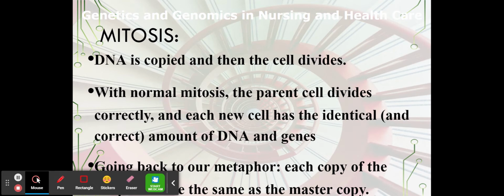In most cells, we have the process of mitosis, and that is when DNA is copied and the cell divides. I am not going to have the whole cell cycle here for you. It's not needed. With normal mitosis, the basic thing that you have to come away with is that the parent cell divides correctly. Each cell has the same amount of DNA and genes in the same sequence, identical and correct to the parent cell. So each copy of the script looks the same as the master copy. Okay? Nothing is different. Everyone follows the same script.